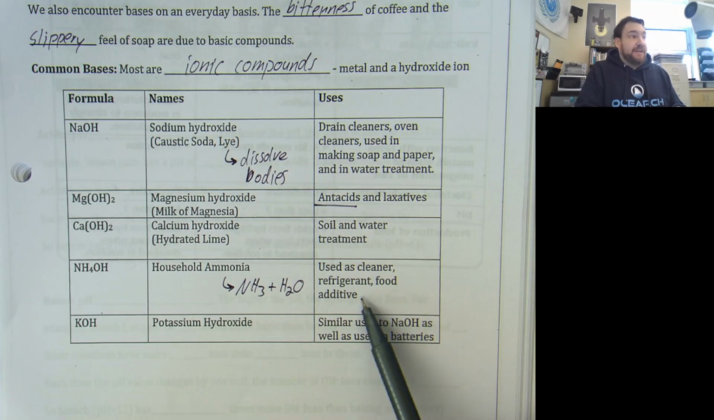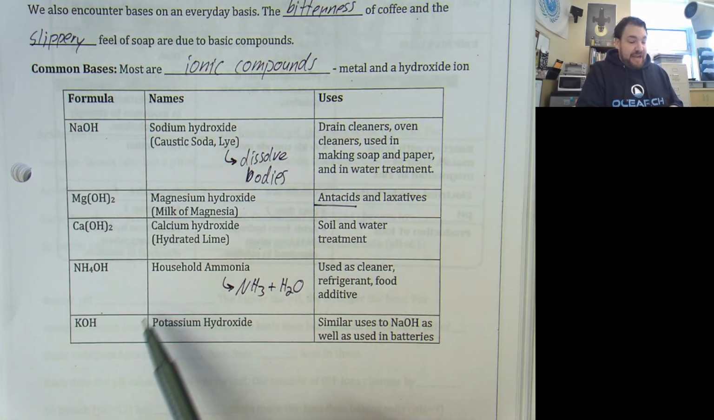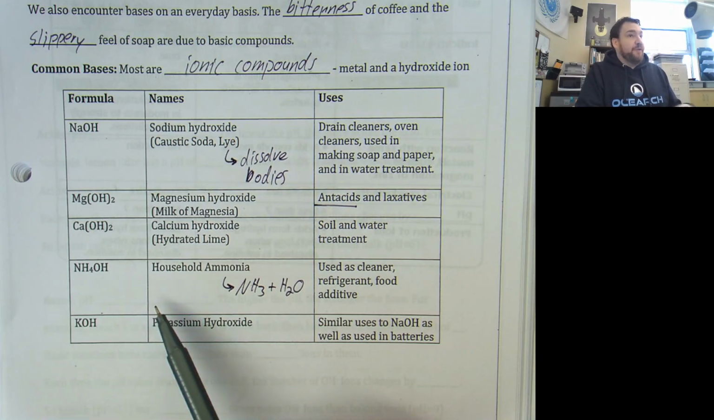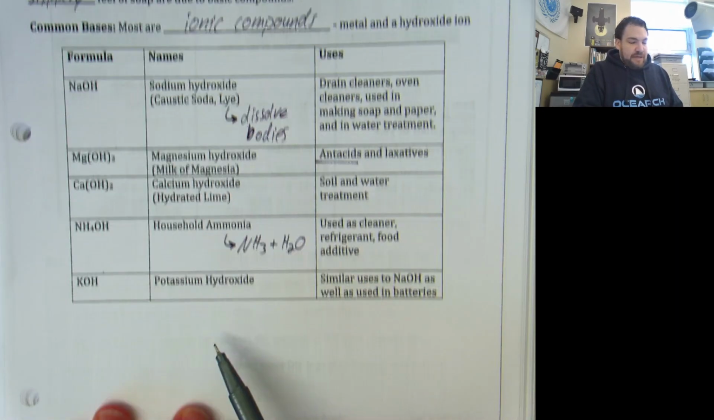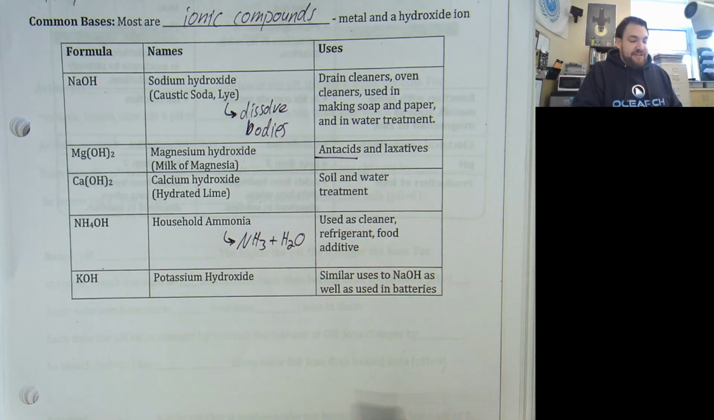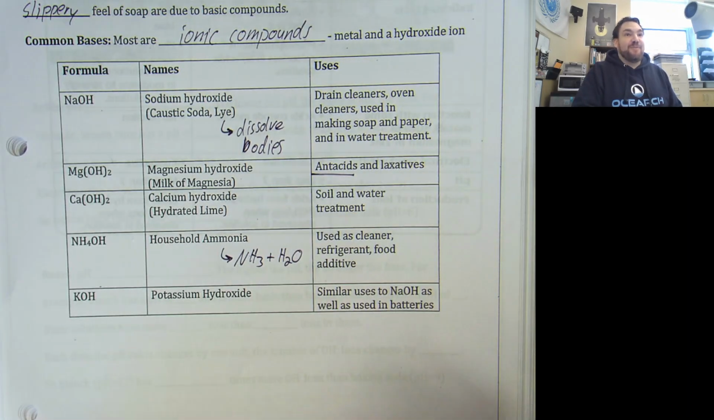it's used as a food additive because you need nitrogen and ammonia in your system as well for your body to produce certain things. And KOH, potassium hydroxide, has similar uses to sodium hydroxide as well as being used in batteries. The acids are the sexy dangerous compounds. The bases are not. They're not nearly as dramatic. People aren't being like, ooh, bases. But arguably speaking, these things are more dangerous to you personally than the acids are.